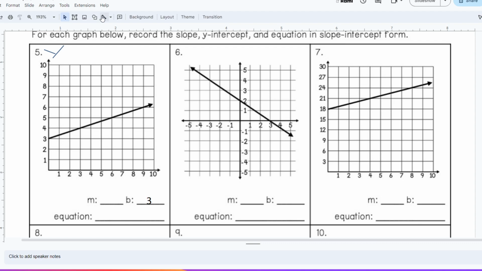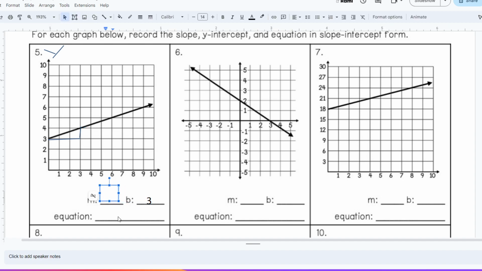Then I'm going to determine my slope by looking at my rise over my run. So I'm looking at 2 points. So I'm looking at a triangle that goes over and then up. And it looks like it only goes up by 1, but over by 1, 2, 3. So I'm going to say, okay, my slope must be 1 over 3 because my rise is 1 and my run is 3.